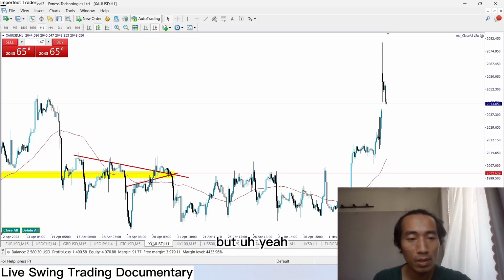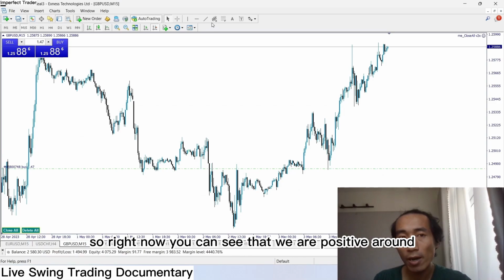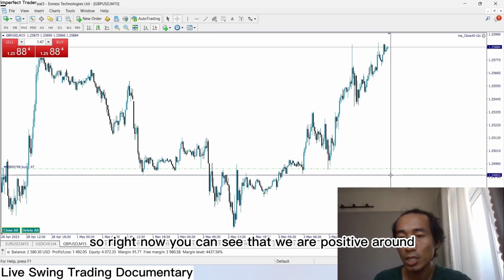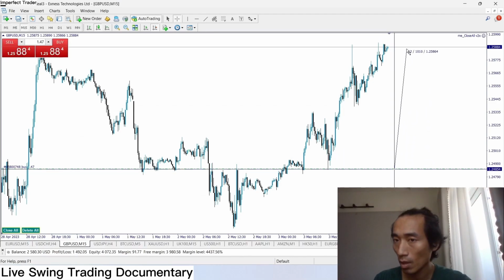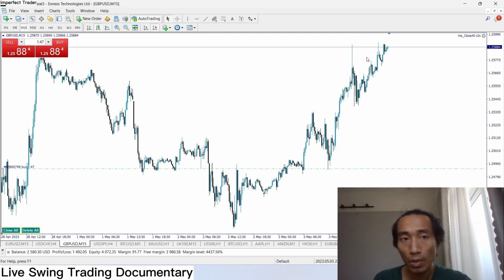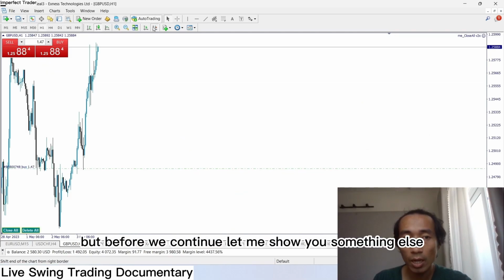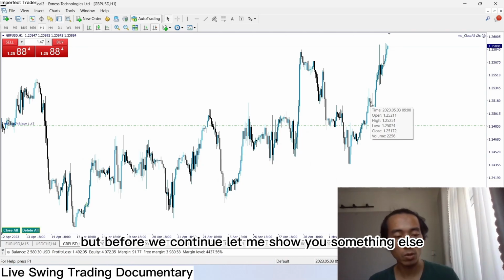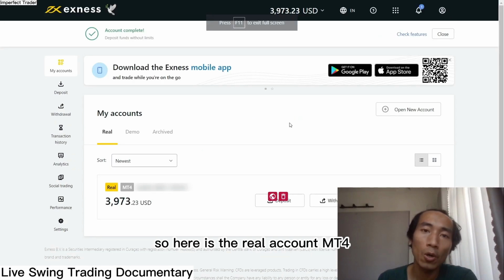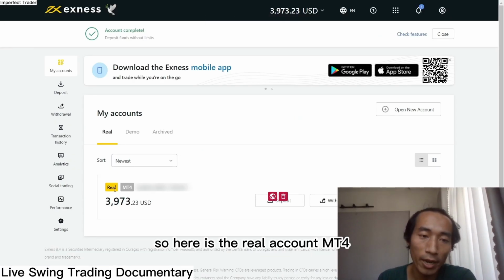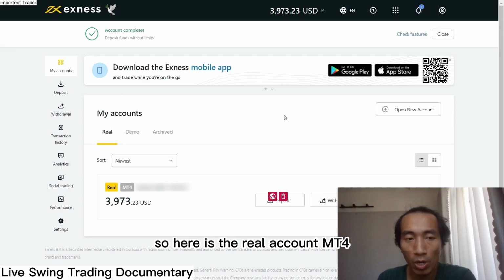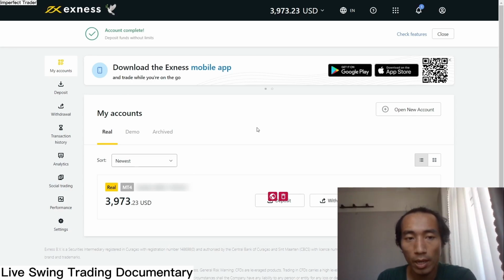But yeah, so right now you can see that we are positive around 100 pips. But before we continue, let me show you something else. So here is the real account, MT4, and let me reload this.